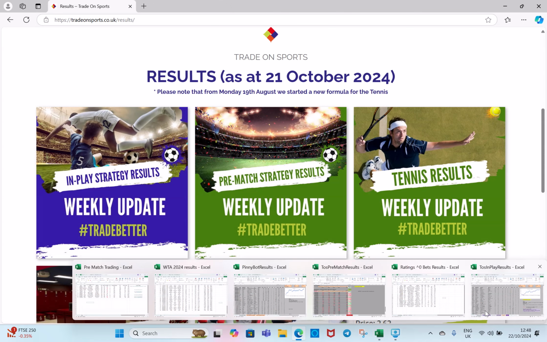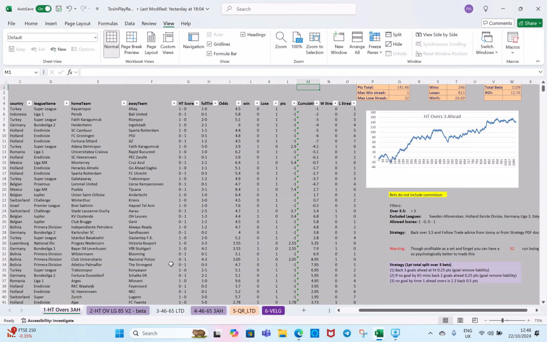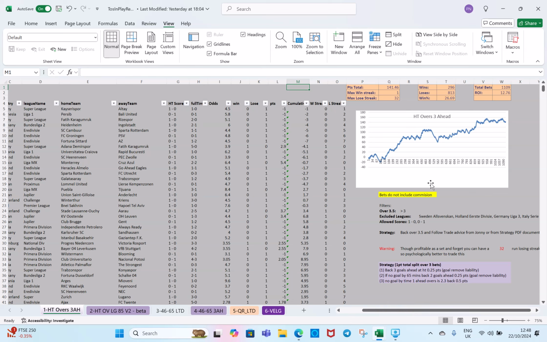If we go through the in-play results, we have a number of strategies here. For example, half-time overs, 3 goals ahead at half-time. Basically, if you want, you can set and forget and bet 3 goals ahead. The only problem here, though, is you can have a 32-run losing streak. So maybe you're better psychologically trading this, and that's what we would say is the best thing to do.